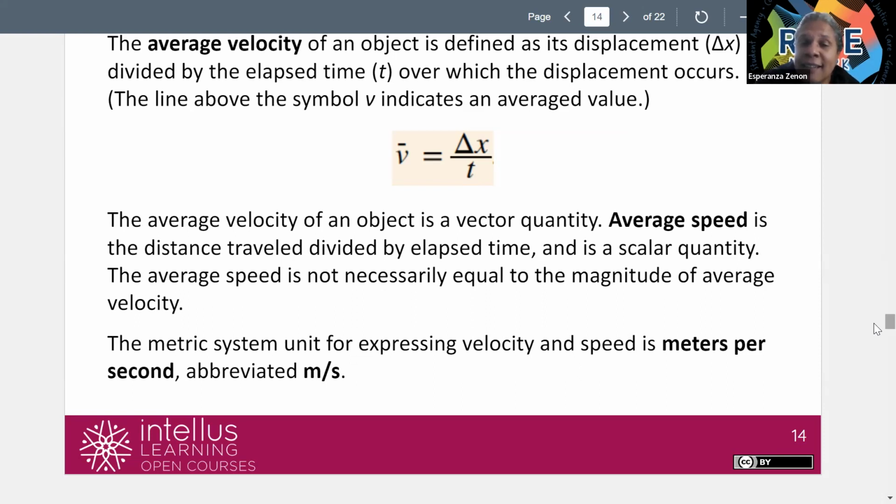Now, the thing is that we use the unit meters per second for both of them. Velocity and speed are both in meters per second. So one thing that you should see from all of this is that you can't always look at the unit to figure out whether you're dealing with velocity or speed. You have to be careful with that. You have to know the definition and the difference between the two. All right, they're both measured in meters per second, but they don't mean the same thing. They just use the same unit though.